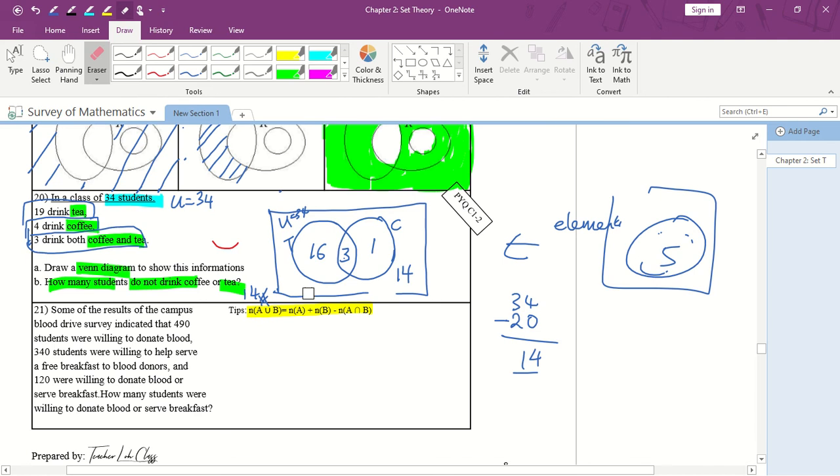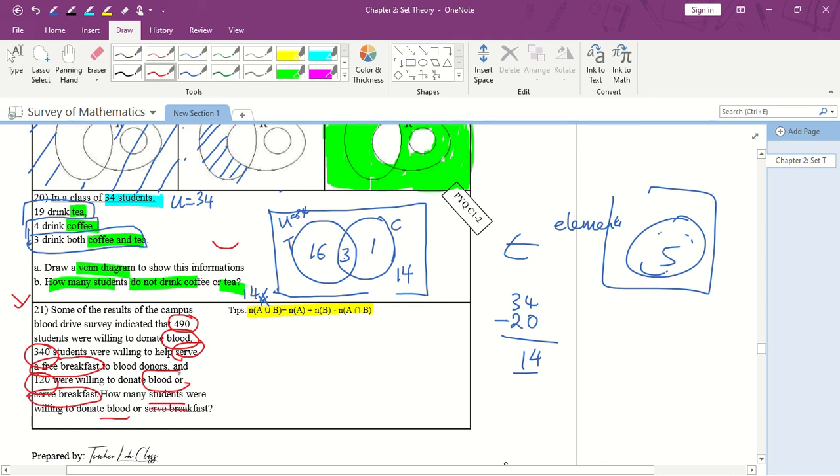If you feel it's complicated, it's okay. I will try it with this question. Let's look at the question. Some of the results of the campus blood drive survey indicated that there are 490 students willing to donate blood, 340 students willing to serve breakfast, and 120 students willing to donate blood and serve breakfast. So how many students are willing to donate blood or serve breakfast?